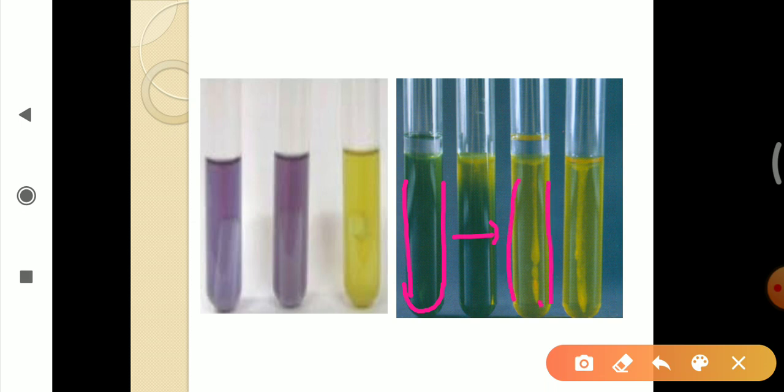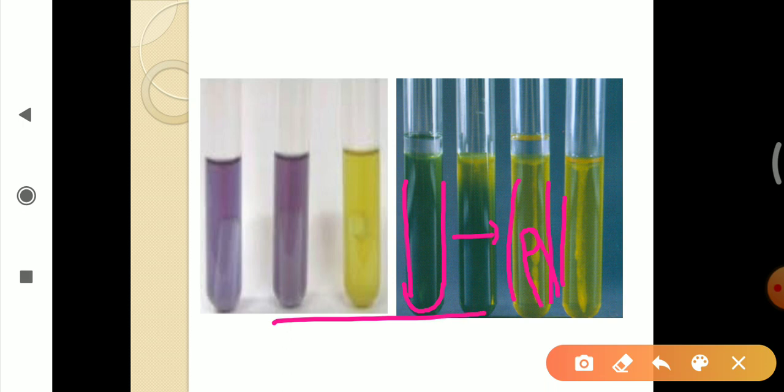And we can also observe, if there is a Durham's vial, the bubble formation, which means acid and gas production. If we observe this, then fecal E. coli may be present. And if we do not observe it, then fecal E. coli is absent.